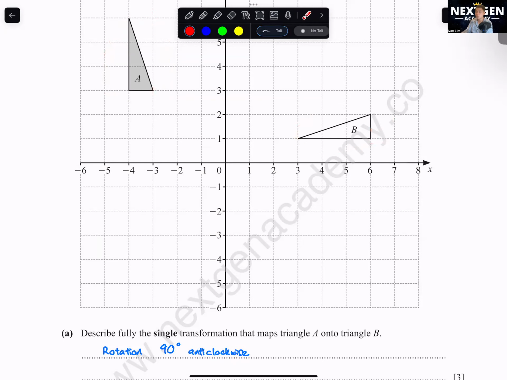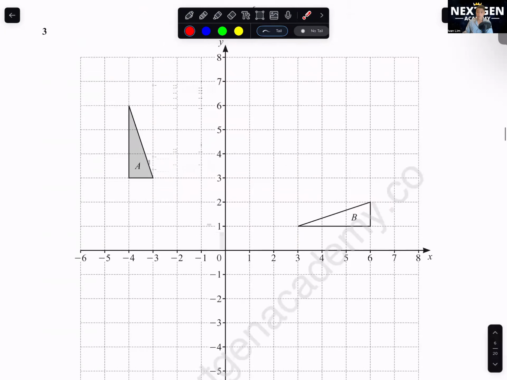Okay, can you say 270 degrees clockwise? Good question. Mark scheme say cannot. Technically can lah, it's the same meaning. But Mark scheme never write that as an option. So we try our best to follow as close as we can to Mark scheme. Yeah, we just follow lah how IGCSE, the Cambridge, they mark it.